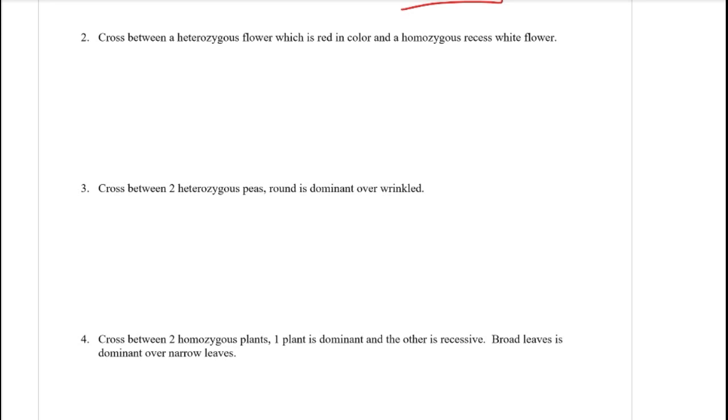Question number 2, cross a heterozygous flower which is red in color and a homozygous recessive, that should be recessive white flower. So in this case red is dominant, so I've got red and I've got white, and we'll use R's again. Heterozygous, one of each letter. Homozygous recessive white, can only be that way.